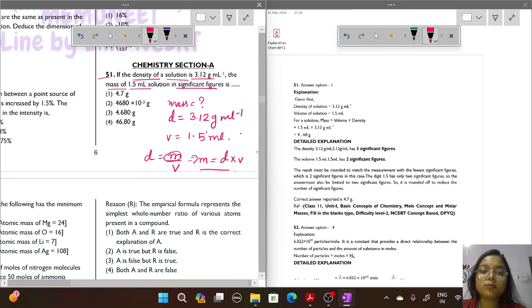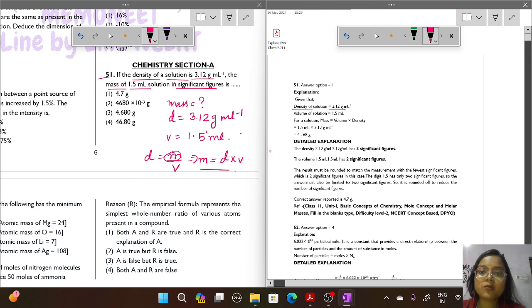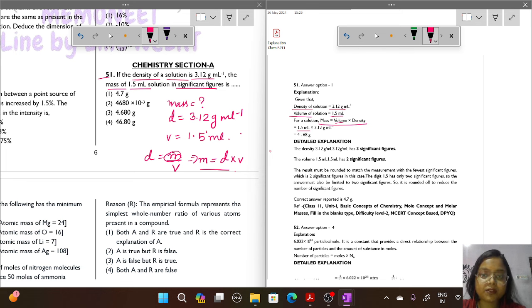Okay, on putting these values in this equation, what we will get? See, density is 3.12, volume is 1.5 ml, and we know that mass equals to volume into density, right? Volume is 1.5 ml and density is 3.12 gram per ml, which means that the mass of the solution is 4.68 gram. Okay. Now the question is we have to put it in proper significant order, right?